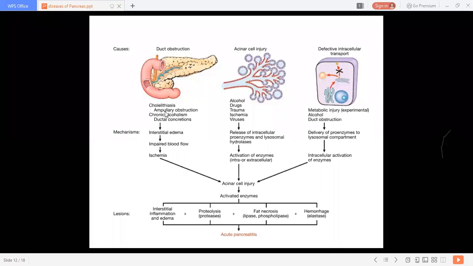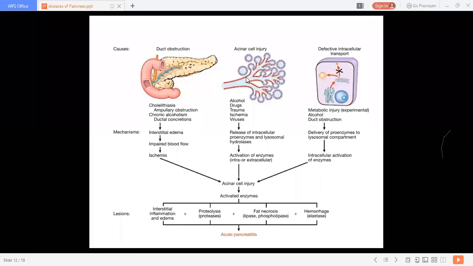Here we discussed ductal obstruction. The duct gets obstructed due to gallstones, and we call this condition cholelithiasis. It will lead to ampullary obstruction. Again, chronic alcoholism gives rise to ductal concretions. The mechanisms are interstitial edema, impaired blood flow, and ischemia. It will lead into acinar cell injury.